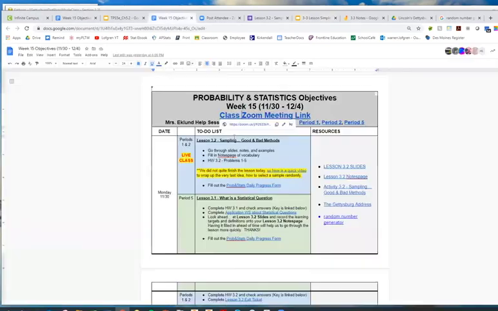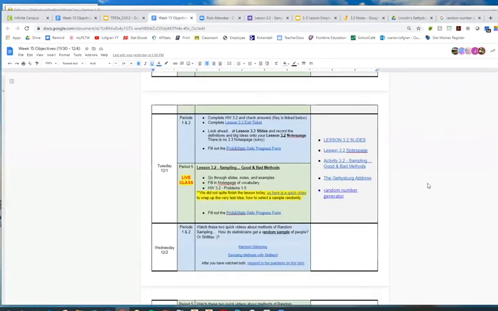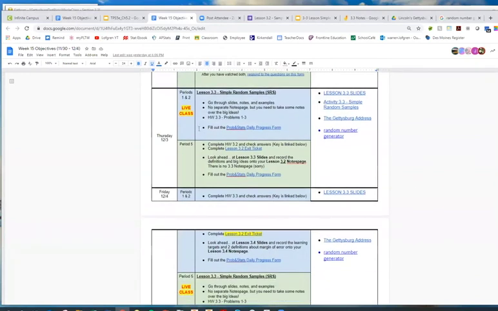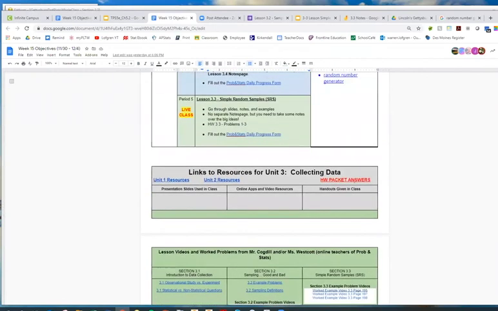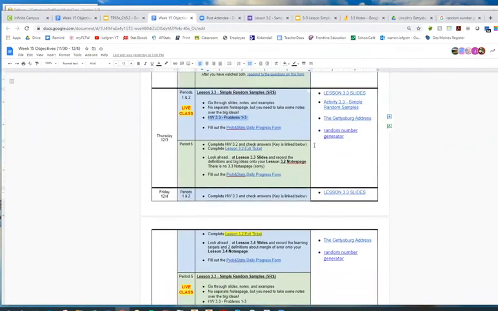I am going to jump back to our week 15 objectives. Take a quick look at this with me. We are down here on Thursday, so we just had our live class. To wrap up today's work, I want you to tackle homework 3.3. There are 3 problems on it, and you can check the answers in the red homework packet link down here. And as always, take 10, 15 seconds to fill out that daily progress form, just to say here's my name, here's what I got done today for Prob and Stats.